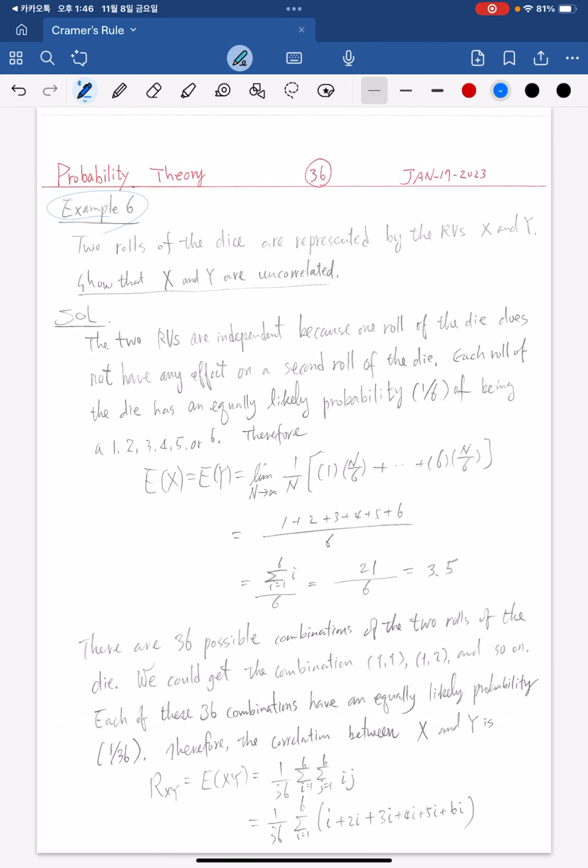Example 6. Two rolls of dice are represented by the random variables x and y. Show that x and y are uncorrelated. The two variables are independent because one roll of the die does not have any effect on the second roll of the die. Each roll of the die has an equal likelihood, probability 1 over 6, of being 1, 2, 3, 4, 5, or 6. Therefore, E[X] equals E[Y] equals 21/6, 하면은 3.5가 나와요. 예.